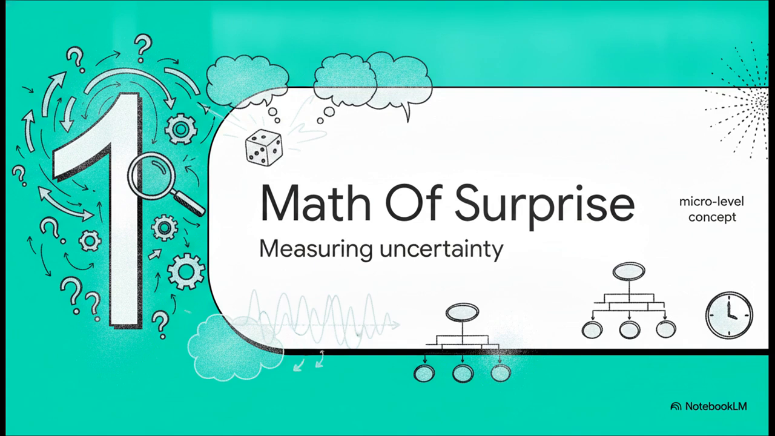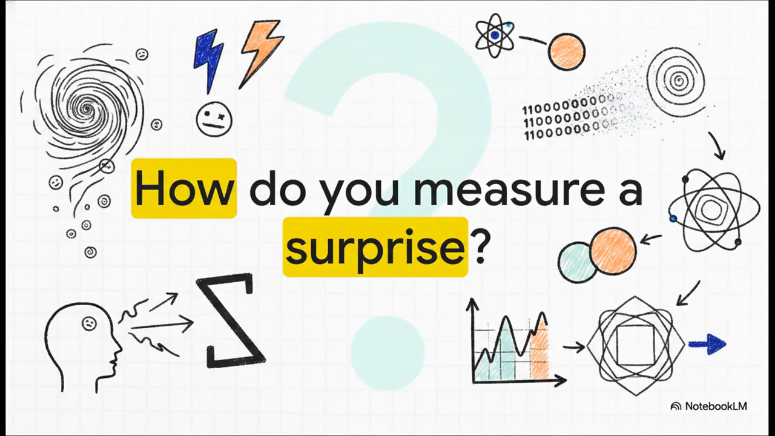To wrap our heads around the fate of the cosmos, we actually need to start really small, by scaling down to a highly relatable micro-level concept that we experience every single day. So, how do you actually measure a surprise? It's a feeling, right? It's a very human emotion tied to uncertainty. But what if I told you that uncertainty has a strict, measurable mathematical value? Let's look at how we calculate the exact weight of not knowing what happens next.